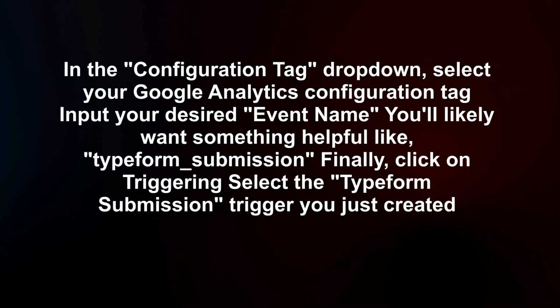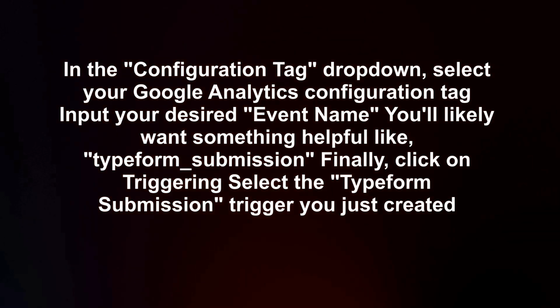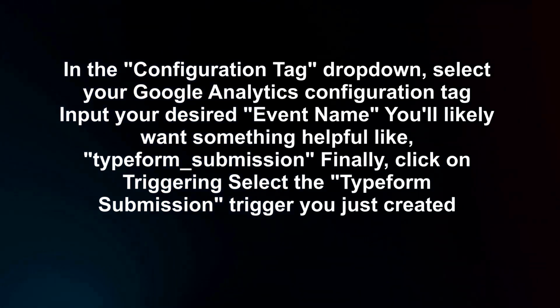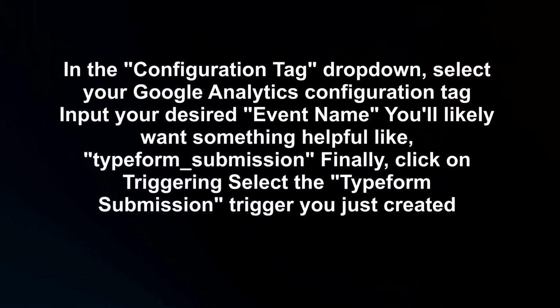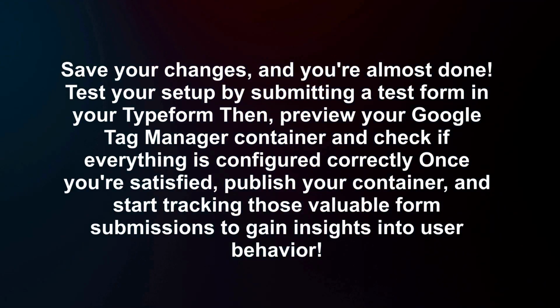In the Configuration tag dropdown, select your Google Analytics configuration tag. Input your desired event name. You'll likely want something helpful like Typeform_submission. Finally, click on Triggering. Select the Typeform submission trigger you just created. Save your changes, and you're almost done.